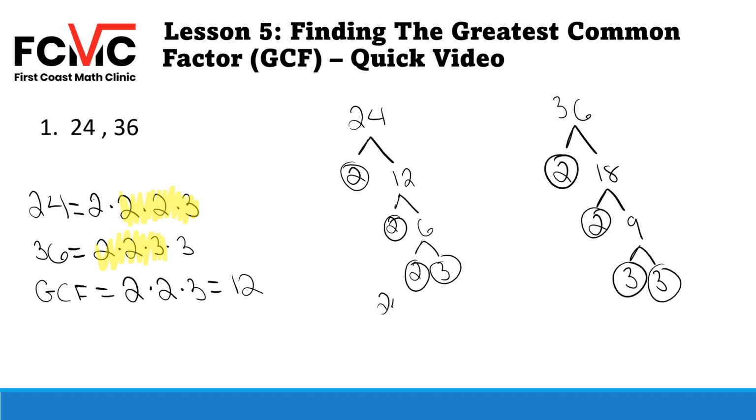So 24, that would be 12 times 2. And 36, that would be 12 times 3. Okay? All right, so let's get into another example.